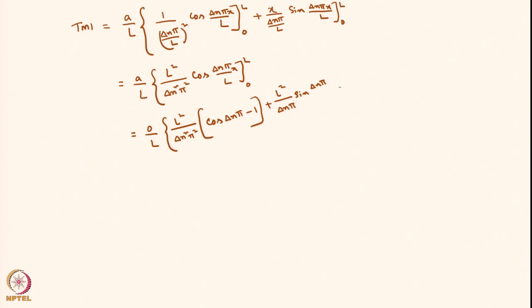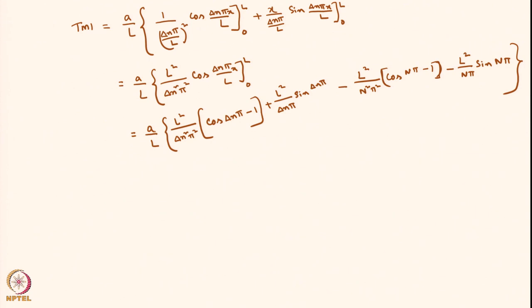Similarly, you have the other two terms. So I can simply write this as L square by n square pi square cos n pi minus 1, minus L square by n pi sine capital N pi. So this is the equation that we get. It is a bit complicated. You can see there is an L square everywhere, but I do not have to really worry about L square. So, there is a formula. Sorry, this is not 0, this is A.